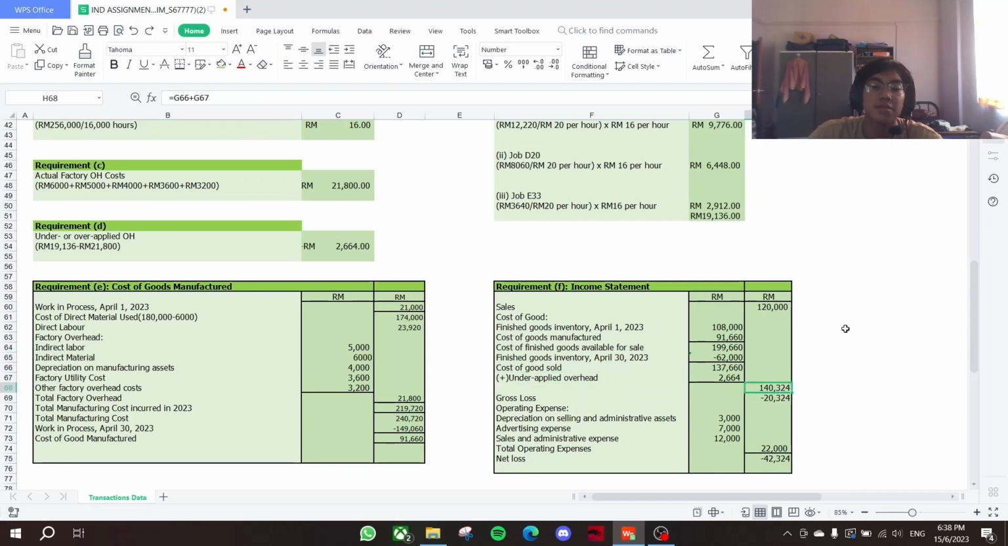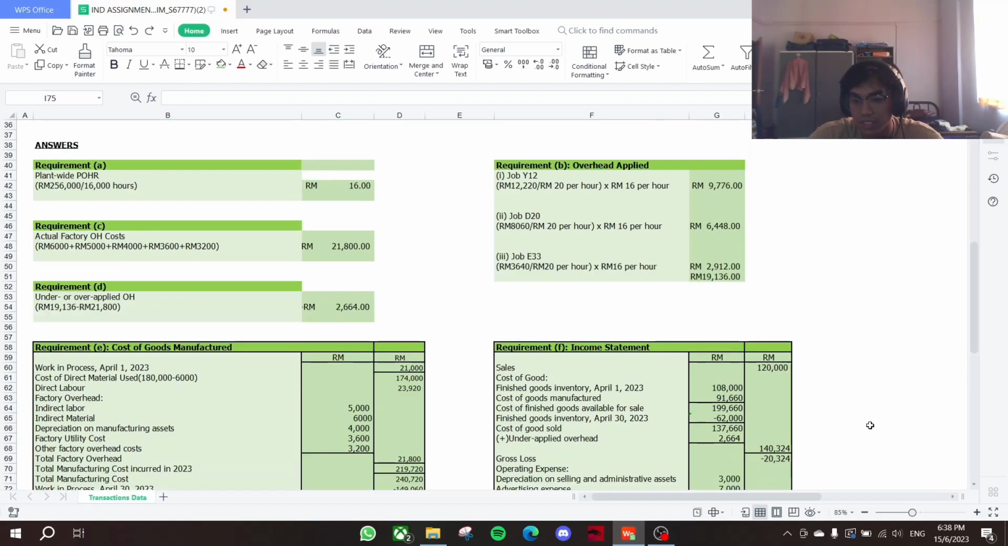And then sales minus the total of our costs, and then we got a gross loss of negative 20,324. With this loss, we minus all these operating expenses, which are the depreciation on selling and administrative asset, advertising expense, and sales and manufacturing expense, with a total of 22,000. And then we got a total net loss of negative 42,324. So this is just for me.